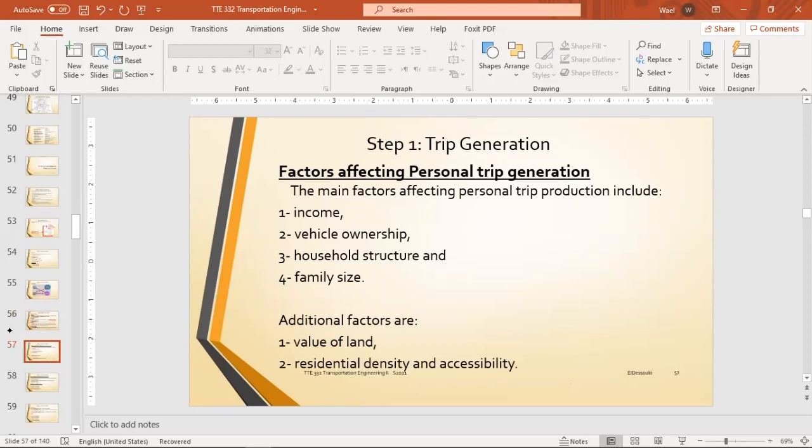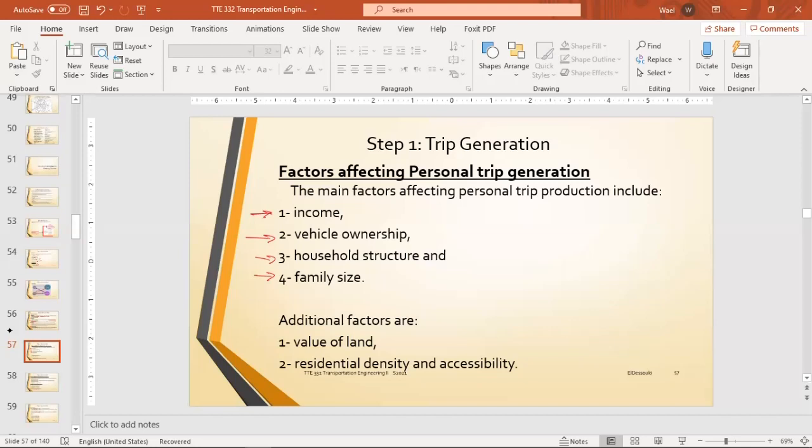What are the factors affecting personal trip generation? Income, vehicle ownership, households, family size. Of course, the higher the income, the more trips are generated. The higher the number of vehicle ownerships, the more trips. Household structure and family size: for larger families, of course, there are going to be more trips.